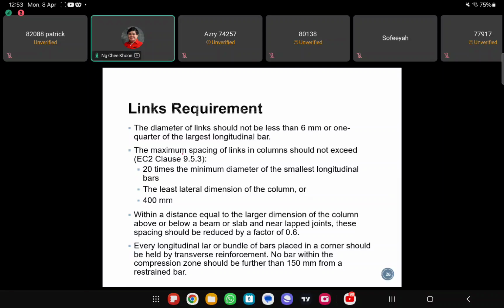And then the maximum spacing of links in a column should not exceed, from EC2 clause 9.5.3, 20 times the minimum diameter of the smallest longitudinal bars. Okay, so probably you just cross out the minimum. It must be 20 times the diameter of the smallest longitudinal bar.